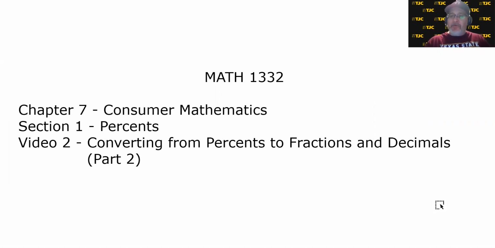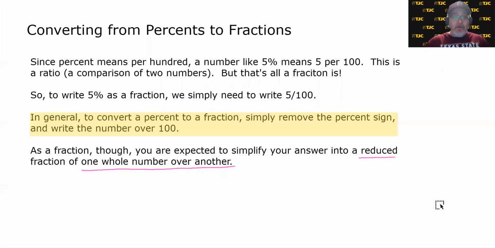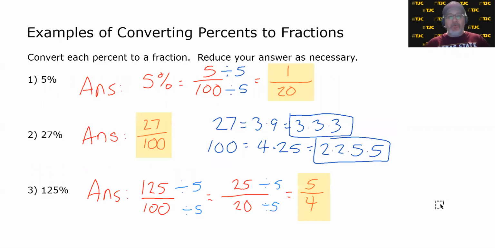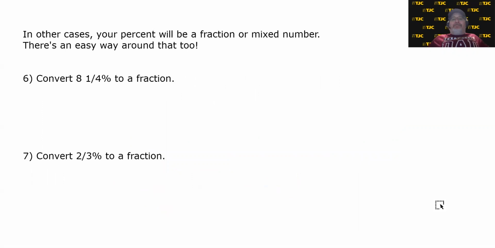To quickly summarize what happened in video 1, we exposed the fact that percent means per 100. We came up with a very basic strategy for converting percents to fractions by simply removing the percent sign and writing the number over 100. And then we did a few examples where the biggest issue on most of them was reducing. We also saw some that had decimals that we had to fix by doing some trickery. But there are some other situations which require a little bit of explaining.